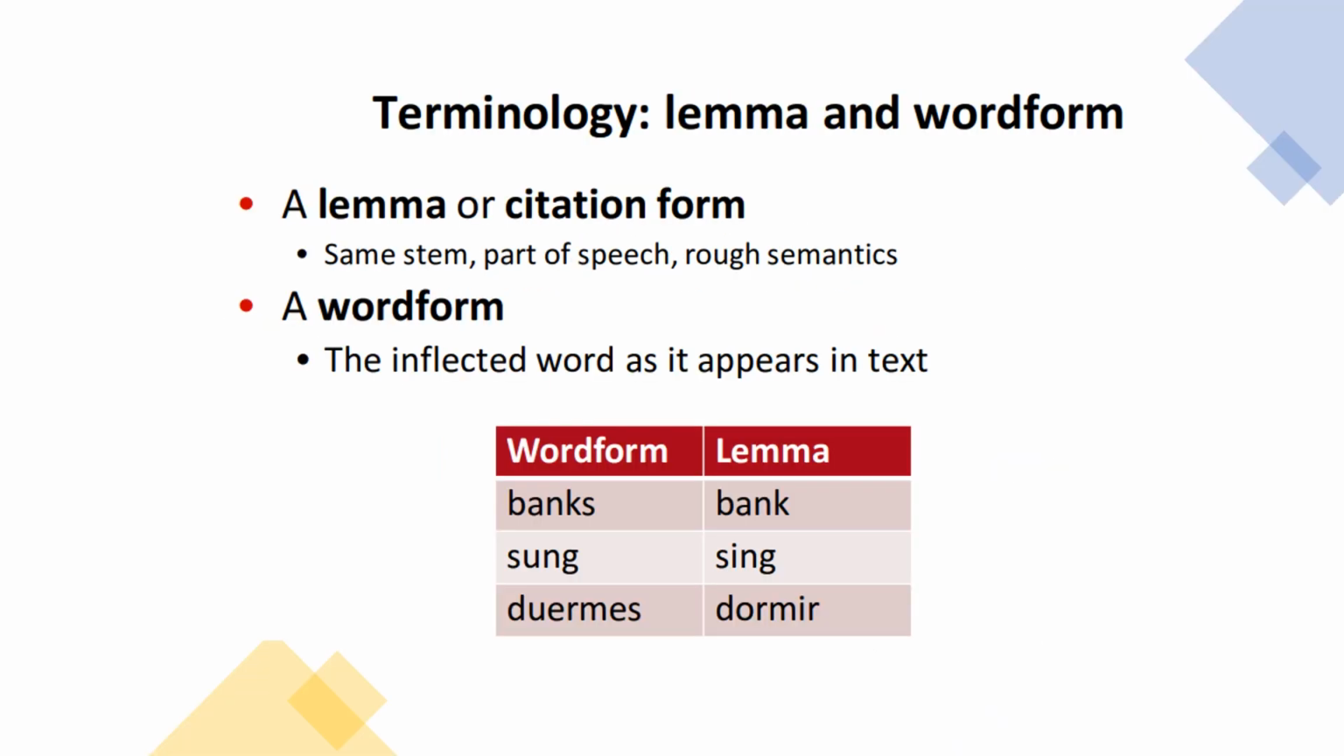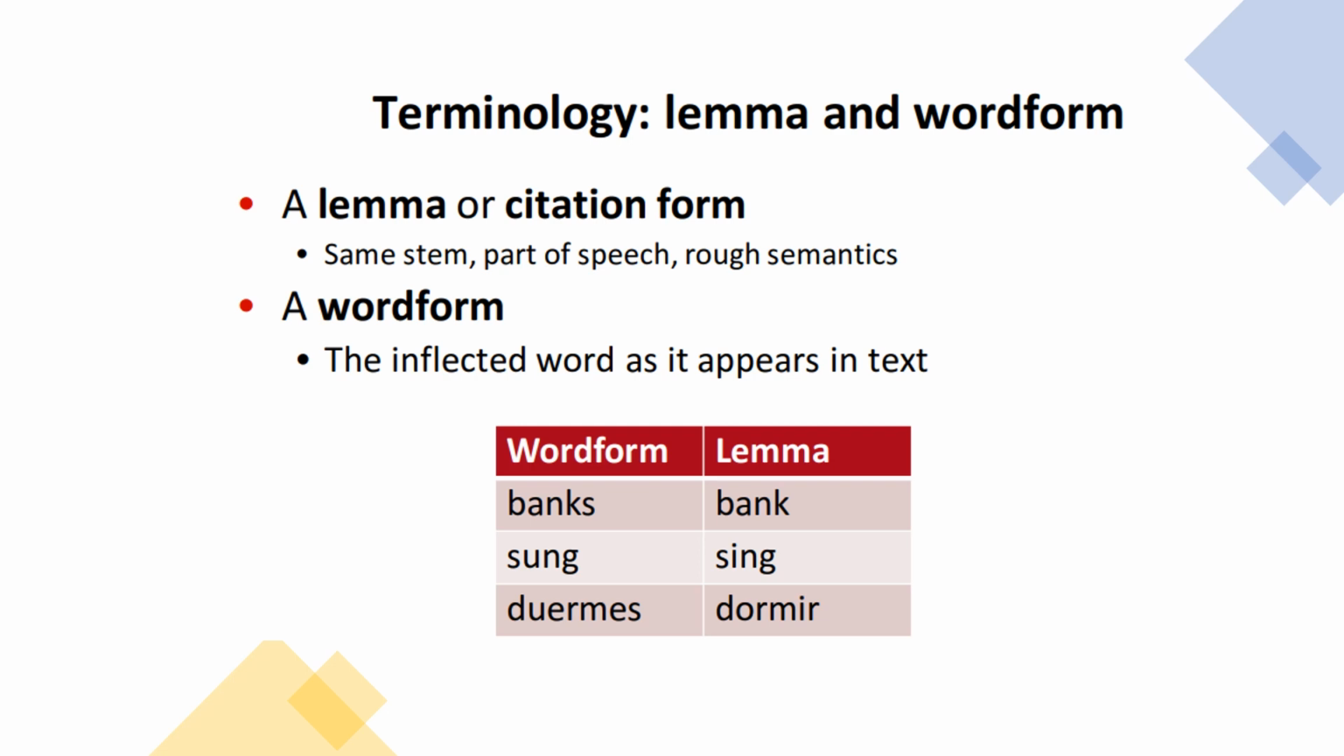So what do we mean by lemma? Lemma represents the root of a particular word or where it is coming from. Like if I am saying banks, then this word banks comes from the word bank. If I am saying sung, it comes from the word sing. Similarly, dormice comes from dormir. A word form is something that appears in the text. Like here, banks is your word form, but its lemma will be bank.